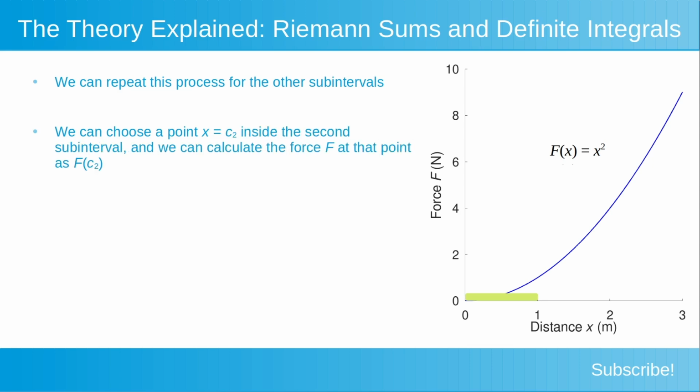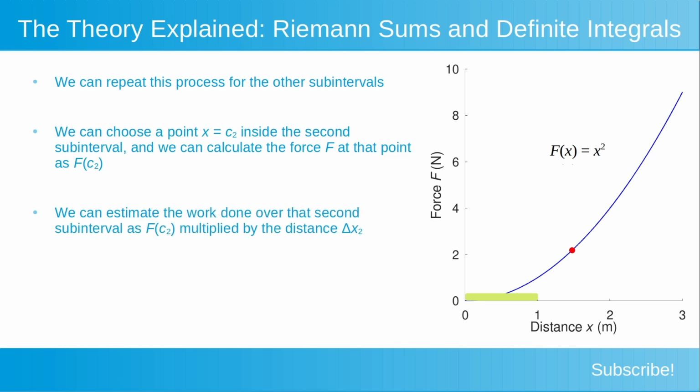We can choose a point x inside the second sub-interval, call that point x is equal to c2, and we can calculate the force F at that point as F of c2. We can estimate the work done over that second sub-interval as the force F of c2 multiplied by the distance delta x2. That value of work is equal to the area currently highlighted in green and outlined in red as shown to the right.